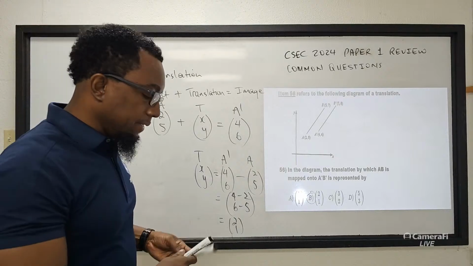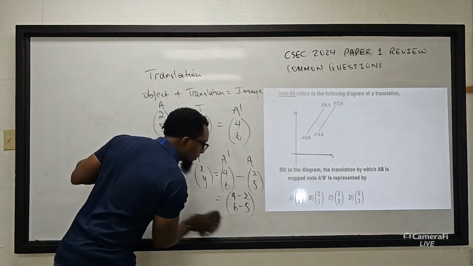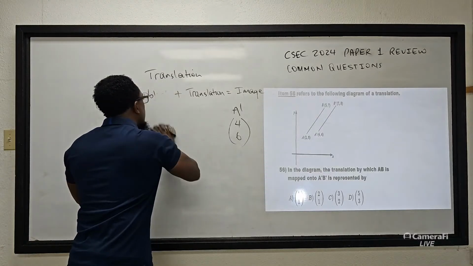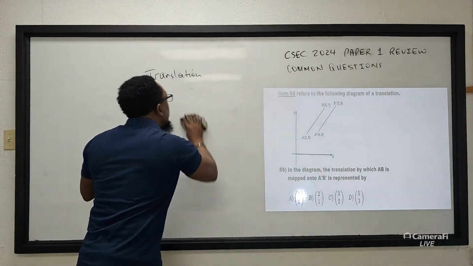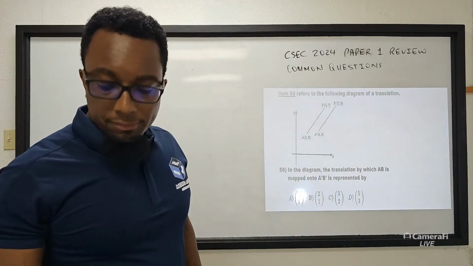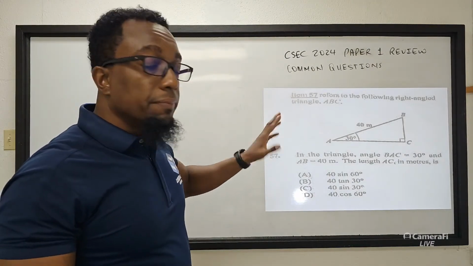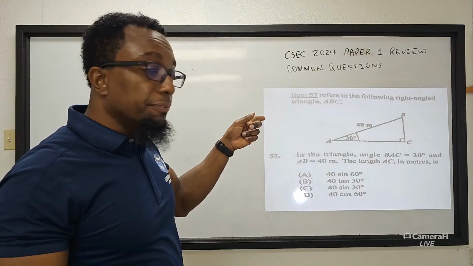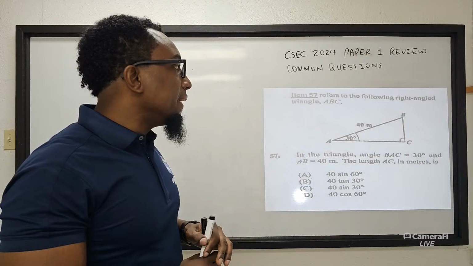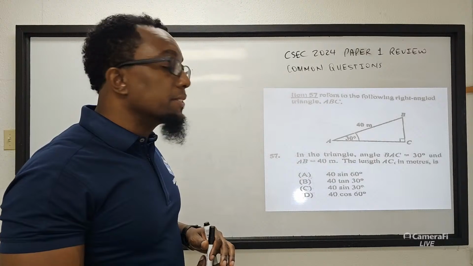Alright, let's look at 57. So 57, common questions, and let's make sure we sit in the exam tomorrow, we'll know what to do, right? At the end of the exam, we'll be smiling. Right, so common question, again, different variations of this one as well too. Now we have to be very careful, right? With this question, it says, in the triangle, angle BAC is 30 degrees, and AB is 40 meters. The length of AC in meters is.